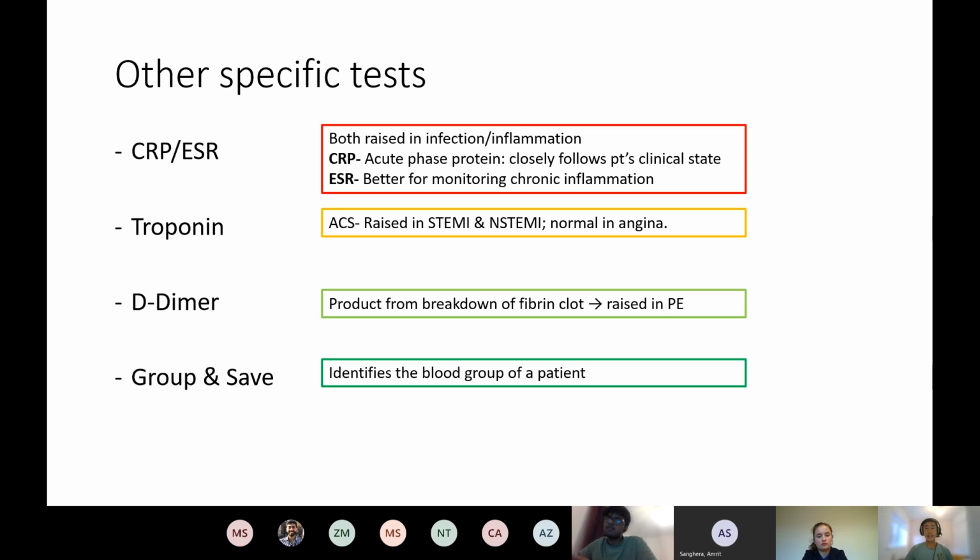Don't worry. It's SLE, Anush's favourite disease. Sjogren's also does it. Very well done, Zach. So Sjogren's and SLE are the two rheumatological conditions which give you a raised ESR but normal CRP.